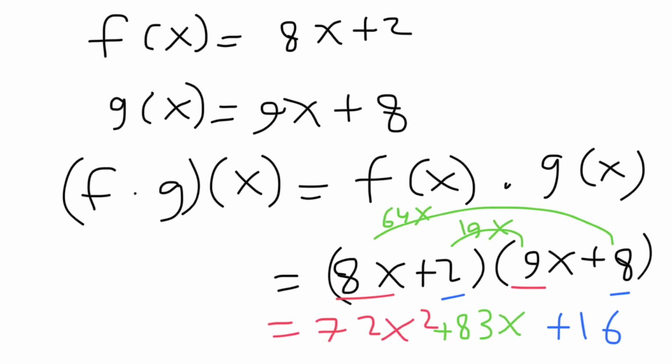Okay, any question about that? Where is the mistake here? The mistake here is this should actually be 18. So 18 plus 64 is only 82. It's only 82x.